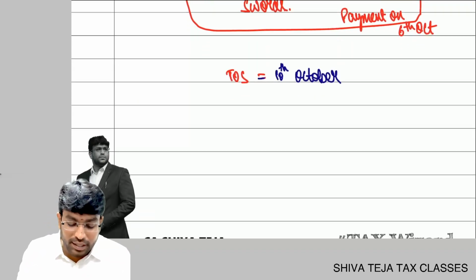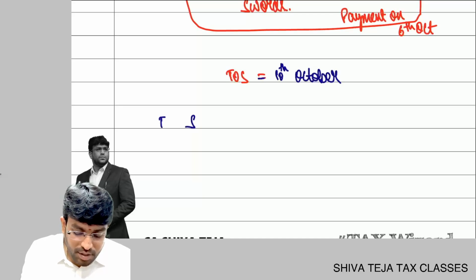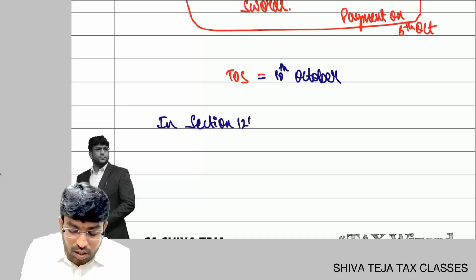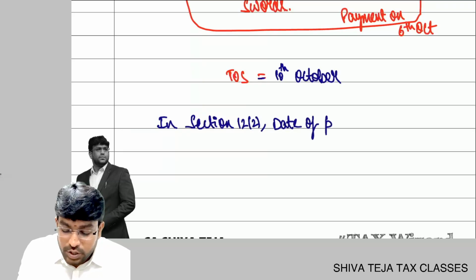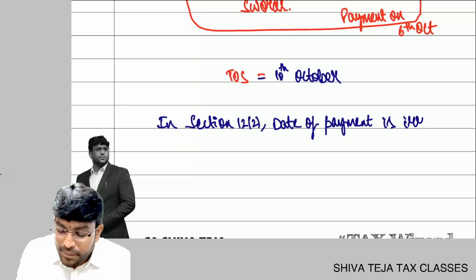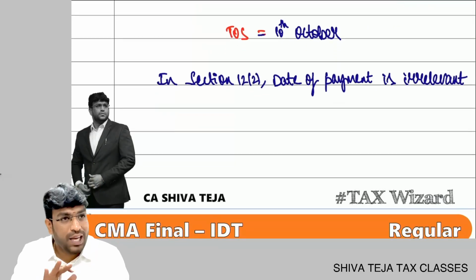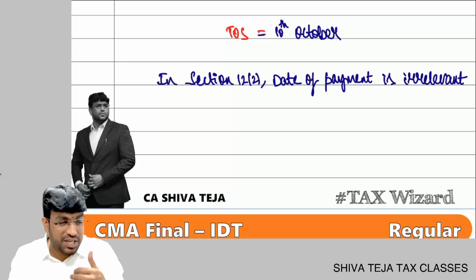Now one special point I'll tell you is that in section 12.2, date of payment is irrelevant. Okay? This is the local language. But I'll tell you the professional language, which I tell to my clients. That language I'll make you write.